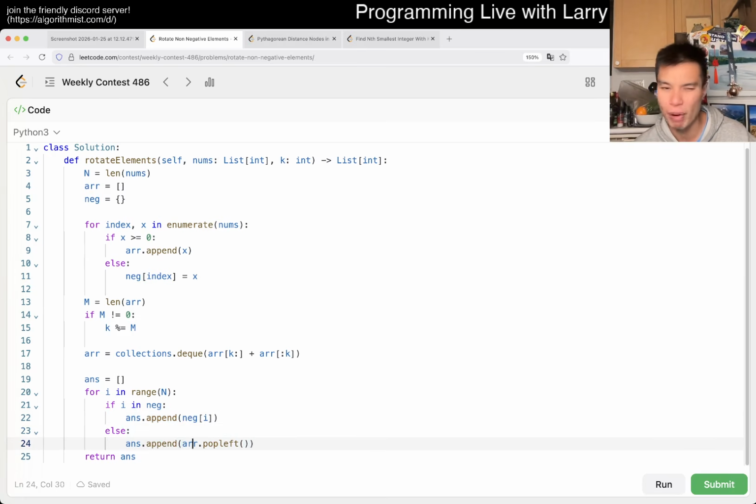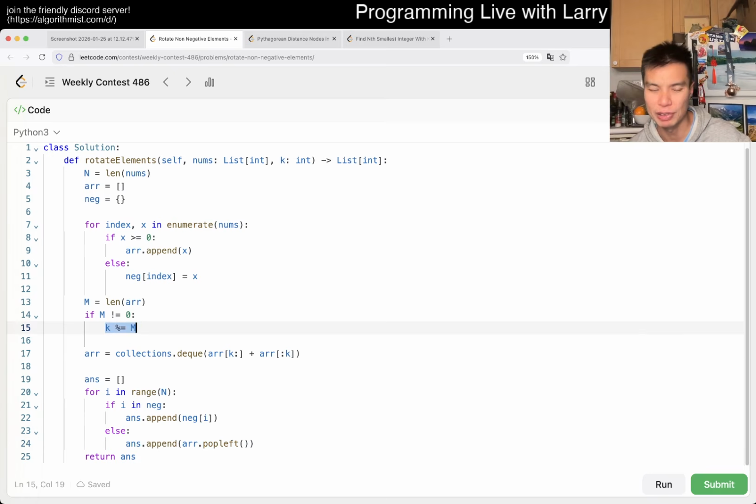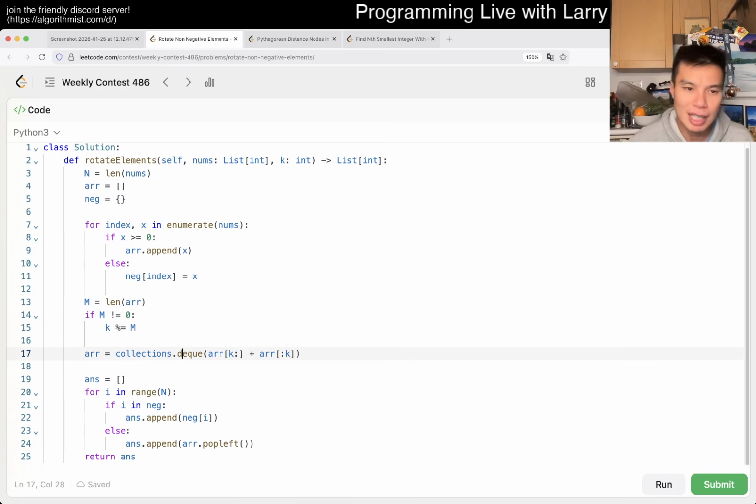And of course, the core part of the thing is just rotating the array by k. But keep in mind that k can be off the grid of the array, so you have to be a little bit careful. But that's it. Yeah, that's basically the idea. I use a deque so that I could use pop left, but you could also keep track of another index. I don't know.